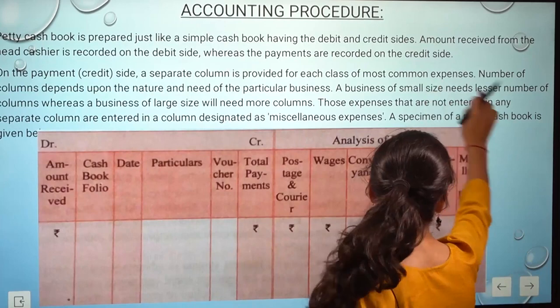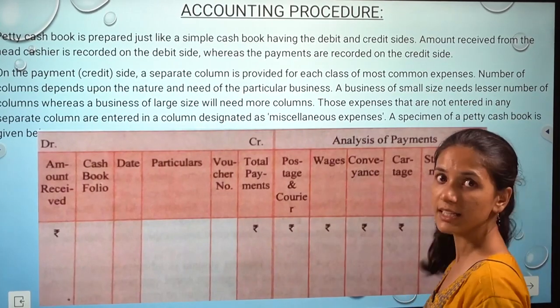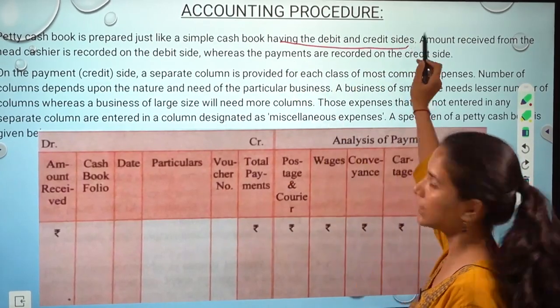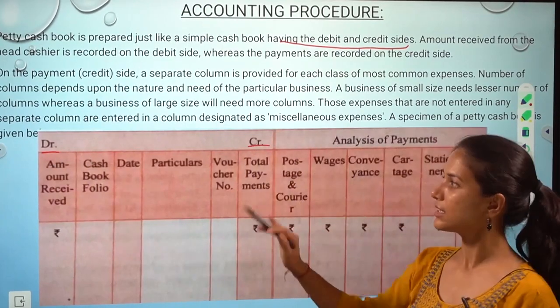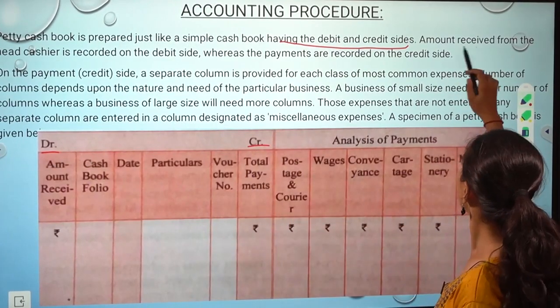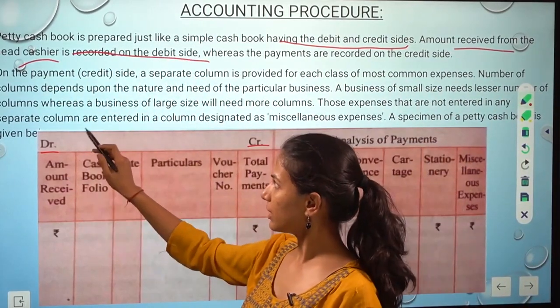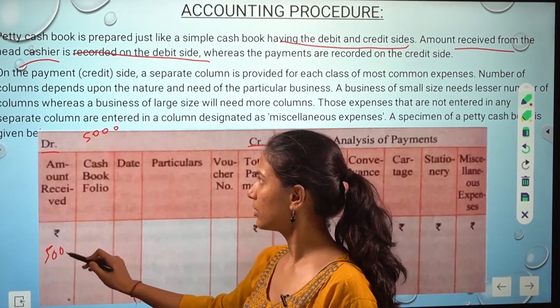Petty cashbook is prepared like a simple cashbook, that is a simple column cashbook having the debit and the credit sides. So it also has the debit side and credit side. Just there is a difference in it. Amount received from the head cashier is recorded on the debit side. So let's say the imprest amount is 5000, we will just add it here, 5000.